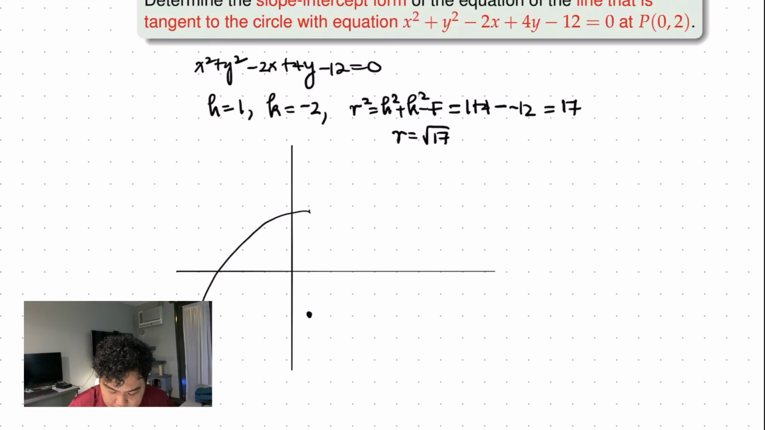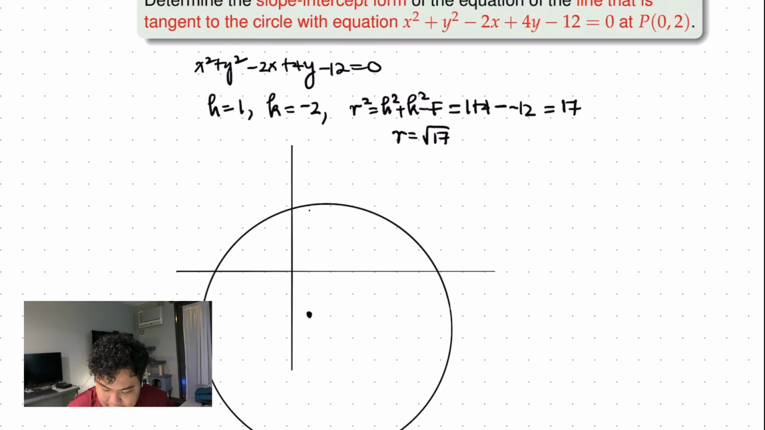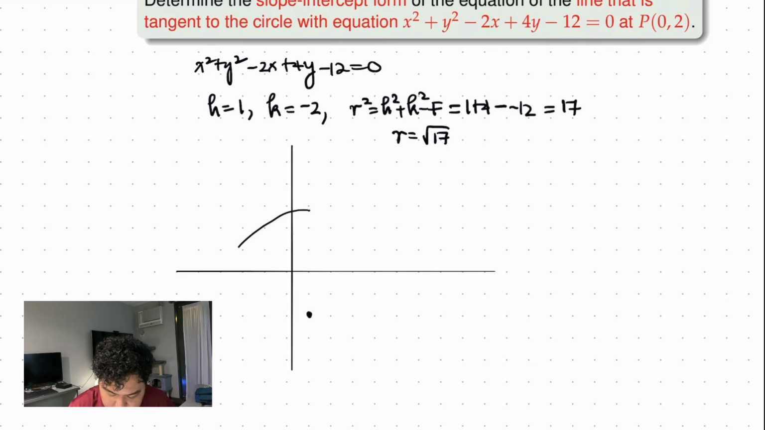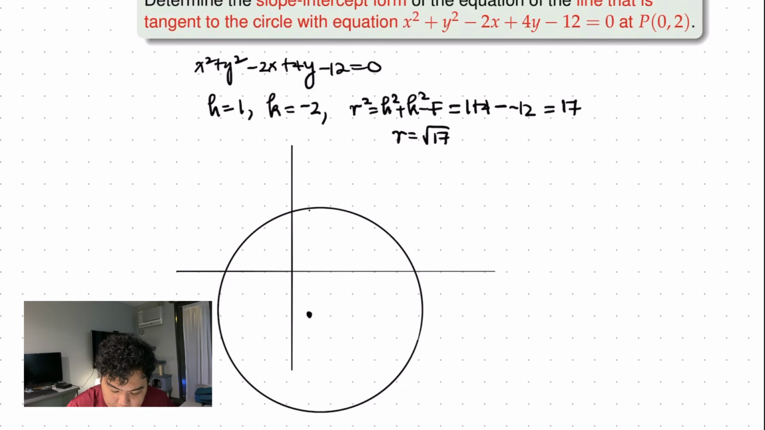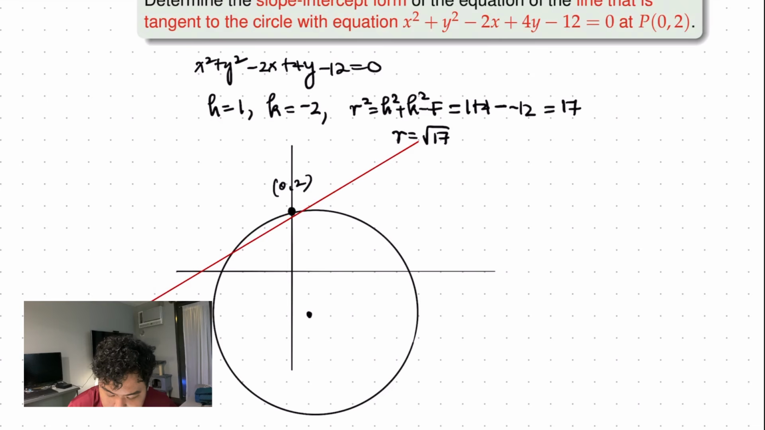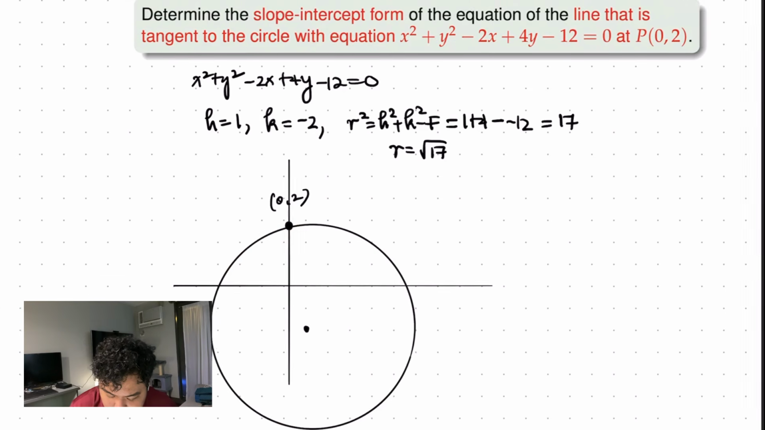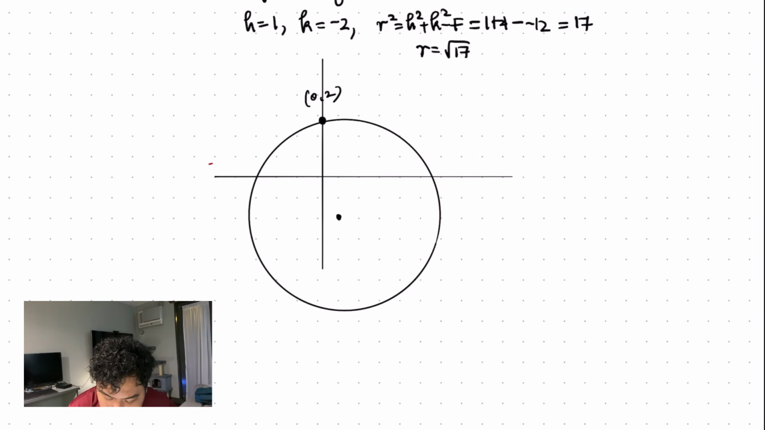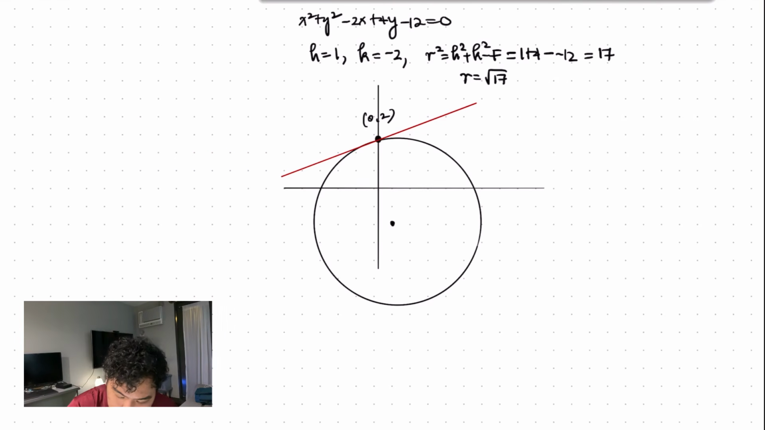So, parang ganito, no? So, parang ganyan yung circle mo. Oh my God, I'm not an artist. So, let's say this is 0, 2. Ang hinahanap ay equation ng tangent line dito. Hindi tangent yan. Ang hirap mag-drawing. Okay, so hinahanap natin yung equation noong red line.